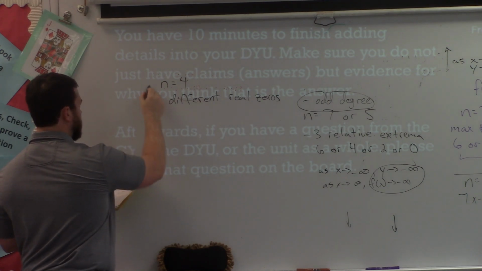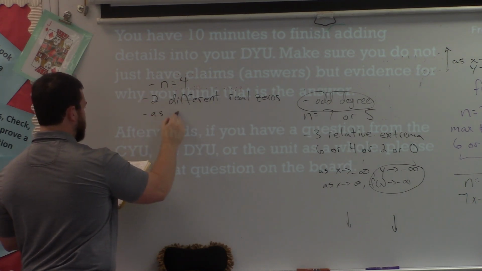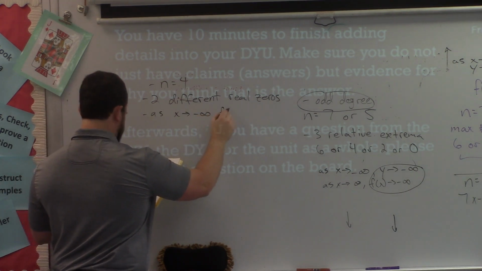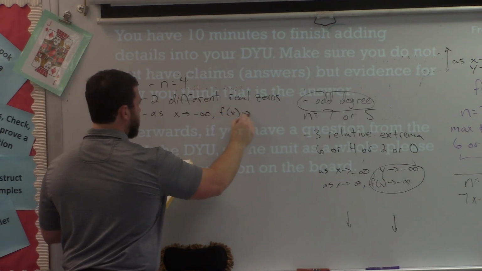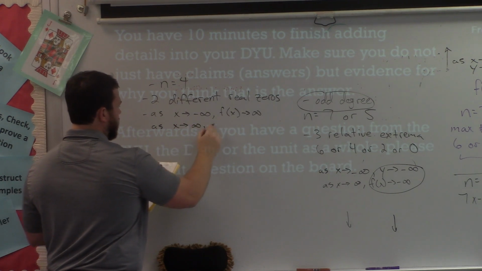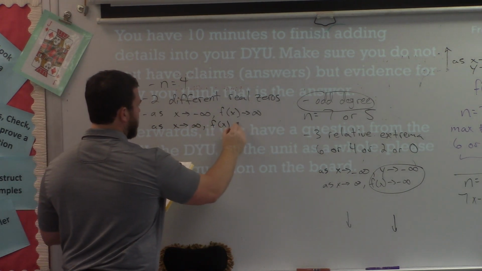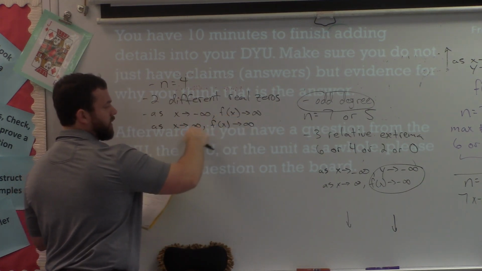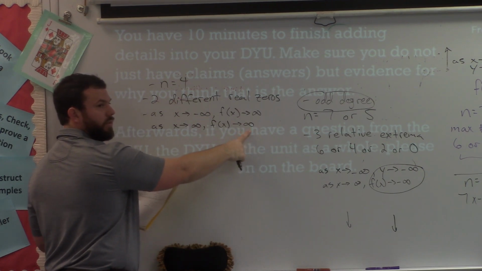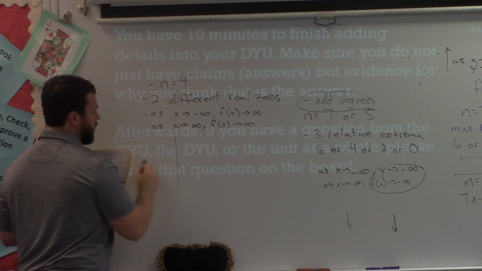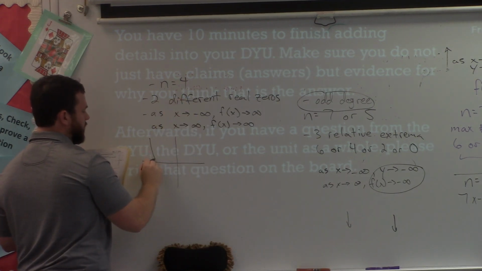And then it says as x goes towards negative infinity, f of x goes towards infinity. And as x goes towards infinity, f of x goes towards infinity. That means on the left-hand side is going up, and on the right-hand side is going up. The end behavior is the same. Does that fit with 4th degree? Yes. Okay, so then I would sketch out a graph that has those characteristics.